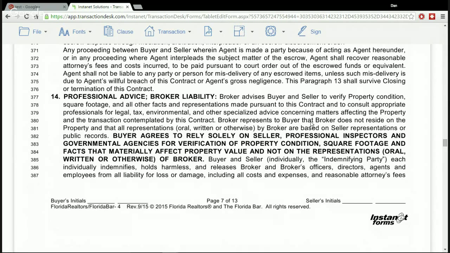Broker represents to the buyer that broker does not reside on the property, and that all representations, oral, written, or otherwise, by broker are based on seller representation or public records. Buyer agrees to rely solely on seller, professional inspectors, and governmental agencies for verification of property conditions, square footage, and facts that materially affect the value, and not the representations of the broker. So this is basically holding the broker harmless. Okay, this is saying we're here to help you find the property. It's your job to inspect and make sure that it's satisfactory to you.